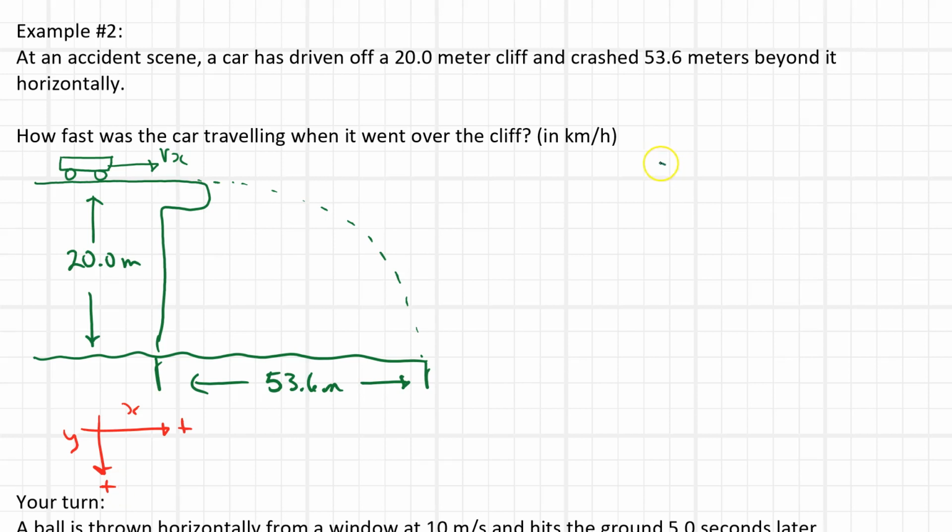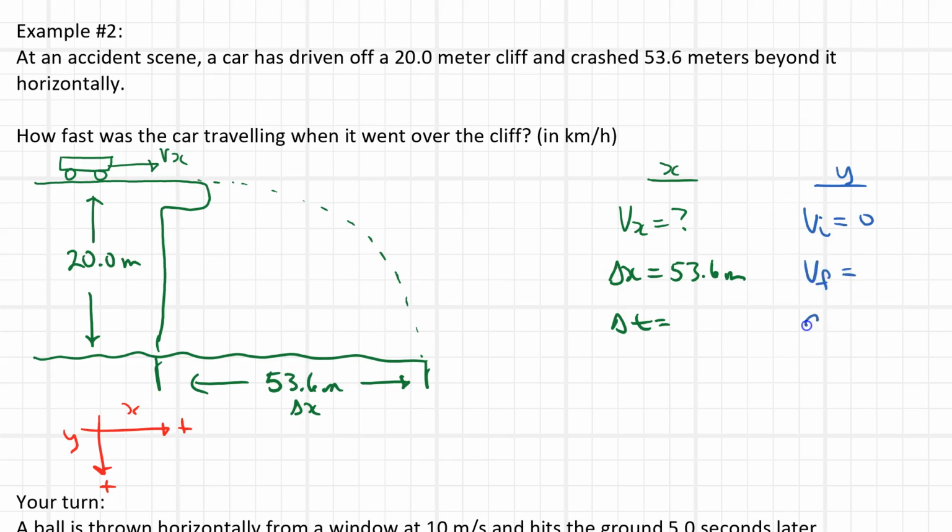So in my x direction, I've got Vx is what I want to find out, and this would be my delta x, 53.6 meters. The time I don't know, so I really want to find that out, and I'll have to be using the y information to find out the time before I bring it over. My VI is going to be equal to 0 because it's taking off horizontally. VF, I don't know. My A is going to be positive 10 because I said down was positive.